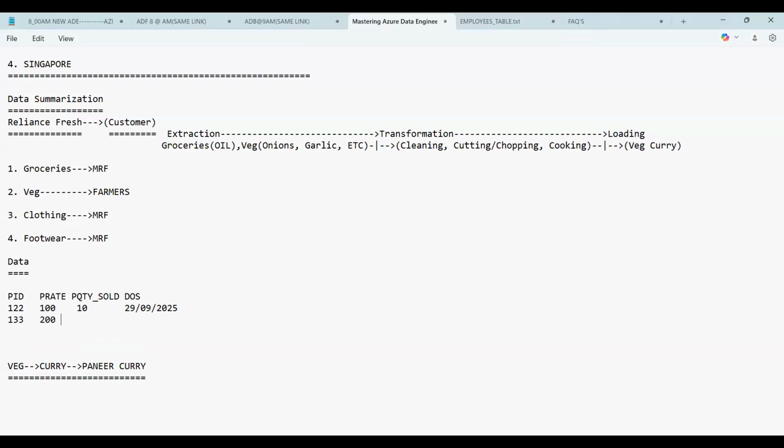And here you can say, guys, 200 is the rate of the product. 20 is the quantity sold. The date is 29/09/2025. I can say one more, guys. 300 is the rate of the product. Quantity sold is 30 pieces. On which date it is sold? 29/09/2025. This is the date.